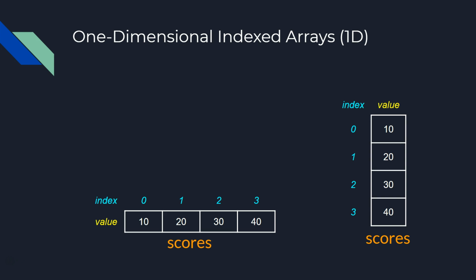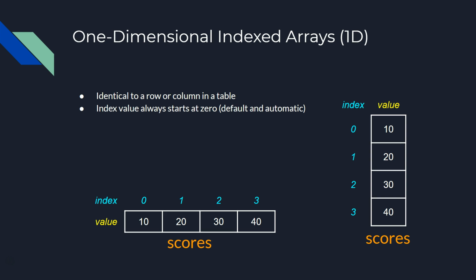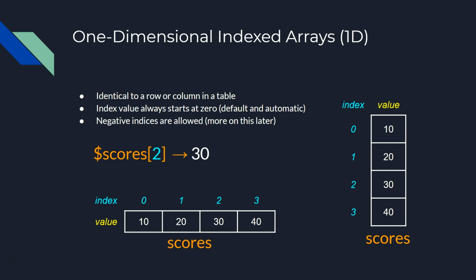So here are, again, the same images we showed earlier in the other videos to show you what a one-dimensional array looks like. You can choose it as either a column or a row, it doesn't really matter, but it is identical to a column or row in a table. The index always starts at 0, as you can see here, and this is the default and it happens automatically. Negative indices are allowed, and again, we'll talk about this later when we talk about associative arrays. For example, if you want to get the value 30 out of the array, you would use index 2, or the subscript 2, to get that value out of the array.